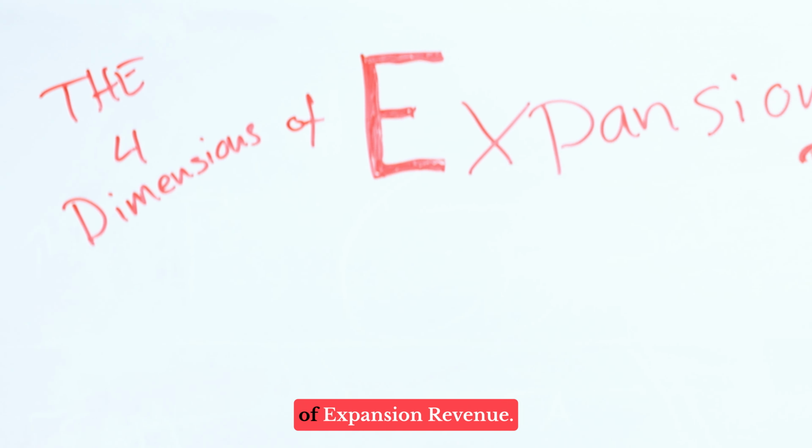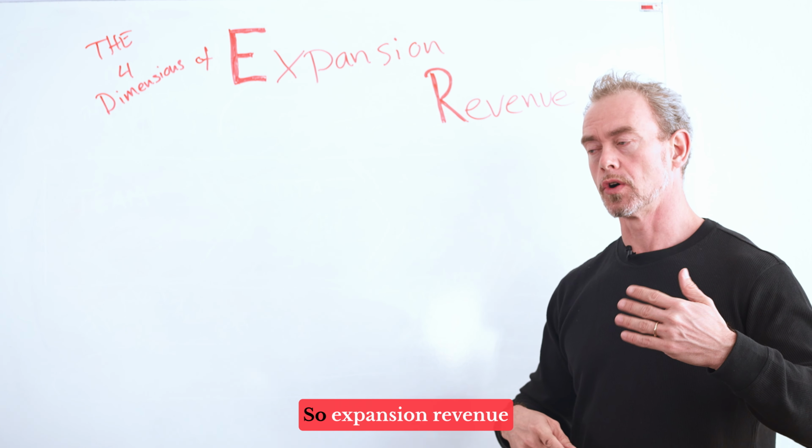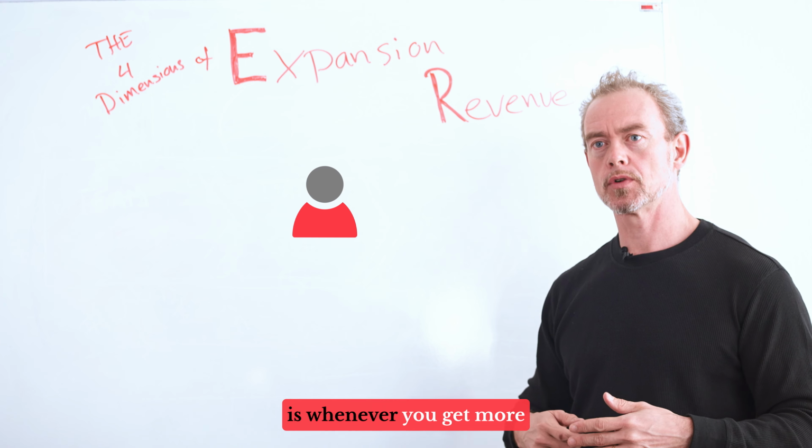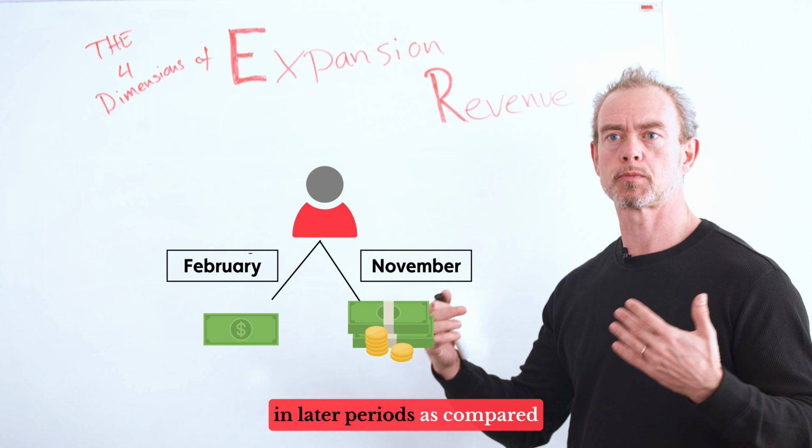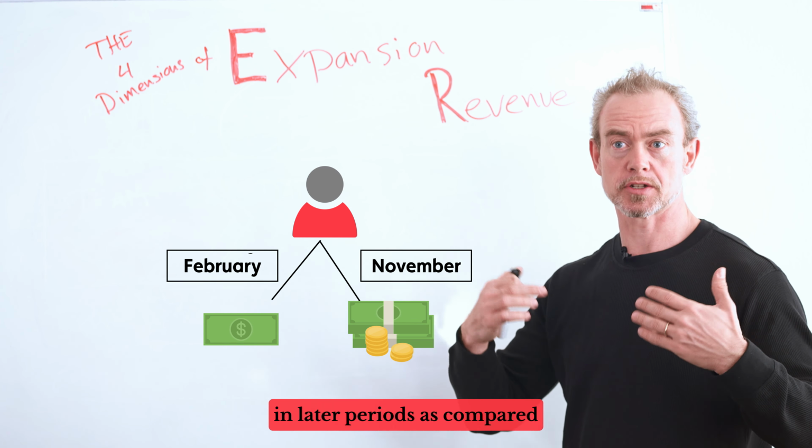The 4 dimensions of expansion revenue. So expansion revenue is whenever you get more money from the same account in later periods as compared to the first period. Not working with it, and not working with it in a systematic and strategic fashion, is just, well, then you just hate money, right? Okay, so here they are.